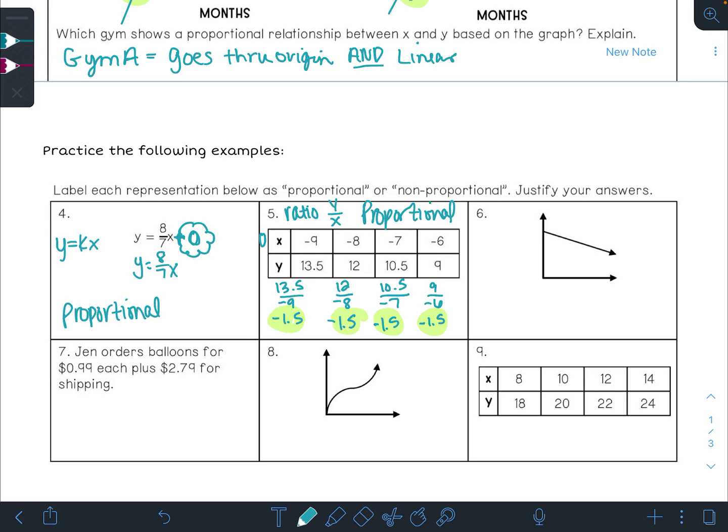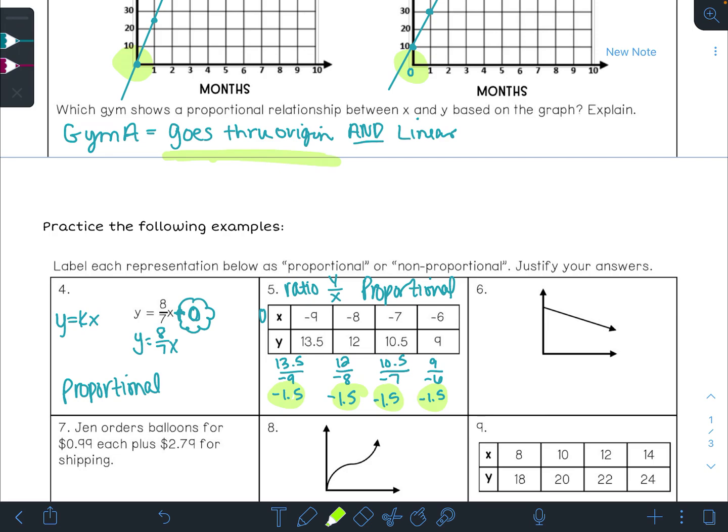Now, when I look at number 6, remember when we have a graph, it has to go through the origin and be linear. And remember, your origin is at 0, 0. So notice how number 6 does not go through the origin. That makes it non-proportional because it does not go through the origin.